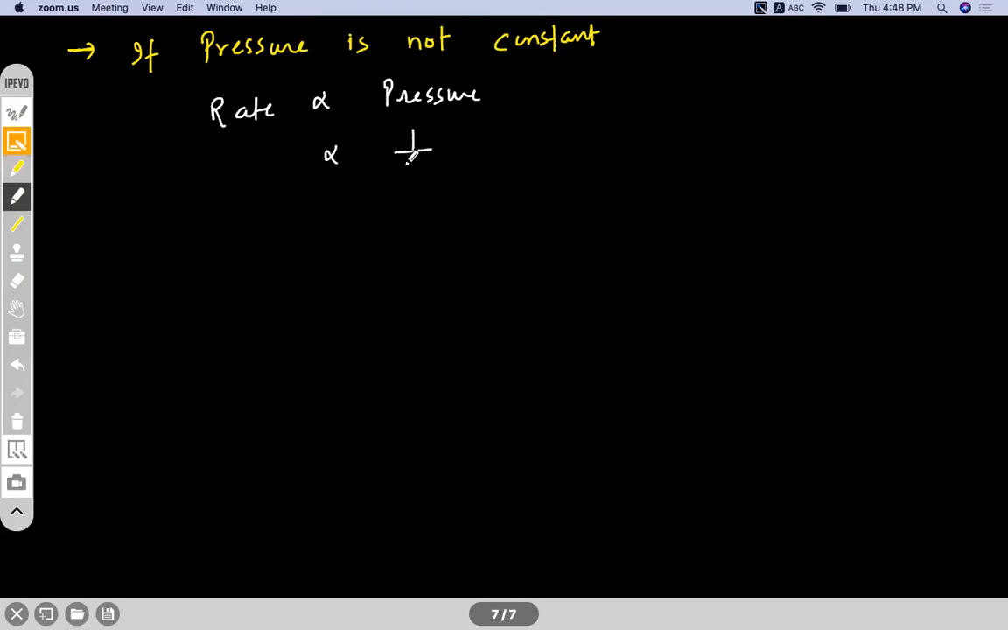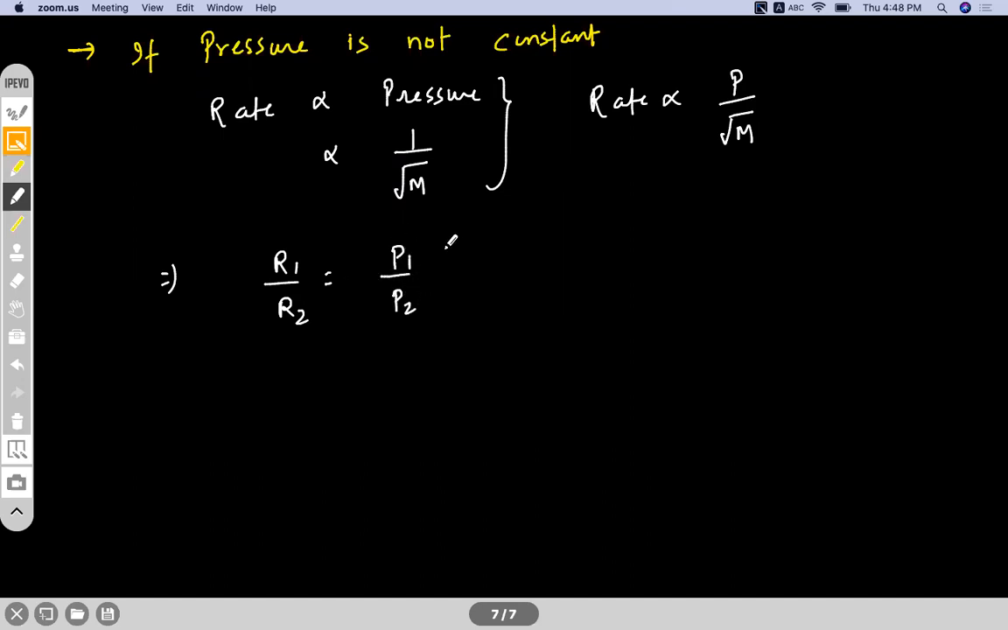So if pressure is not constant, then we know the more the pressure, the more the diffusion or effusion. If the pressure is more, rate is directly proportional to pressure. And we already know that rate is inversely proportional to root of molecular mass. This relation we have already seen. When we combine the two, rate is directly proportional to P by root M. Hence, if pressure is not constant, R1 by R2 equals P1 by P2 into root of M2 by M1.